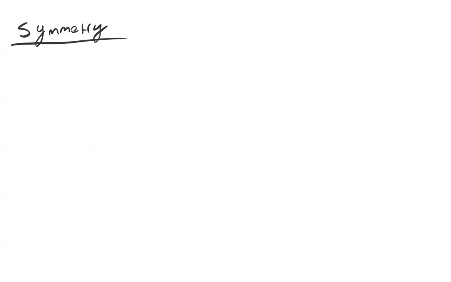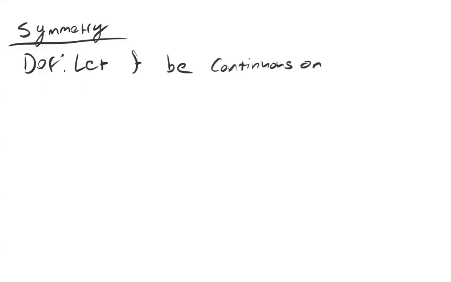So symmetry deals with, we have a couple definitions. Let f be continuous on some interval -a to a. This is called a symmetric interval, so it is symmetric about the origin. The positive and negative sides have the same length.